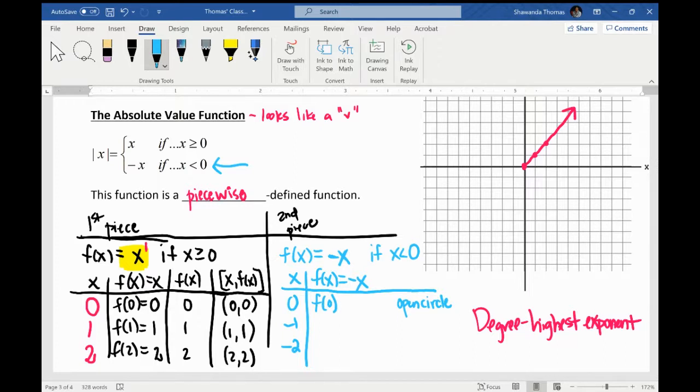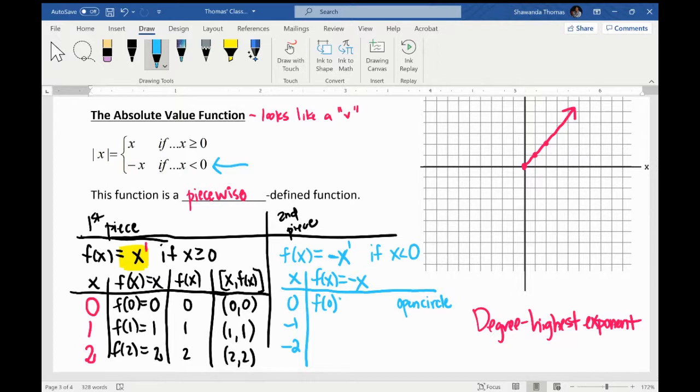Well, when we get finished, what is this going to look like? Linear. How do you know again? Because of the degree. The degree is 1. So that piece is going to be a line as well. All right. We're just connecting two pieces together to make something else.